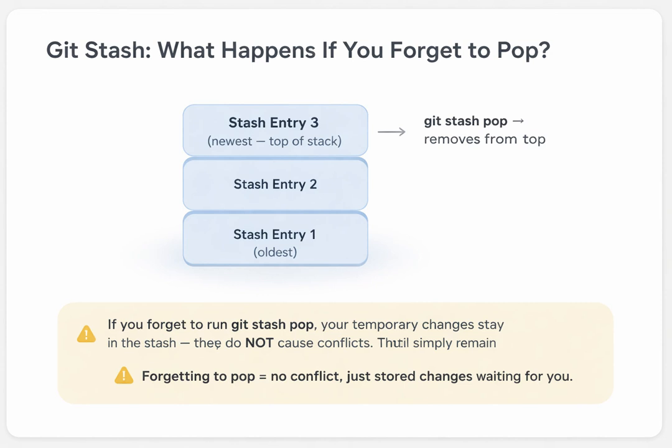There was a great question about git stash. Specifically, what happens if you forget to run git stash pop? Let's think about this carefully. Git stash works like a stack data structure. You might have learned about stacks and data structures. Items get pushed onto the top, and they come off the top when you pop. If you stash your changes and then forget to pop them, those changes just sit there in the stash. They don't cause conflicts, they don't interfere with your current work, they're just temporarily stored, waiting for you to retrieve them. So forgetting to pop is not a disaster. Your code is safe, just parked. You can always run git stash pop later to bring it back.